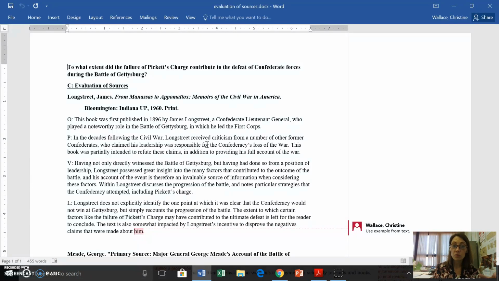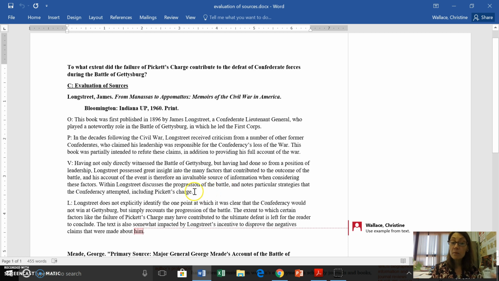What was the purpose of the source? For value and limitation, which is the much more significant aspect of the OPVL, really focus on the value and the limitation. You're interested in the value to your particular question. And if you consider in this, Longstreet possessed insight. He was at the Battle of Gettysburg. He was able to understand an insight into the factors that contributed to the outcome of the battle. We also know his account of the event is very, very valuable for that reason.